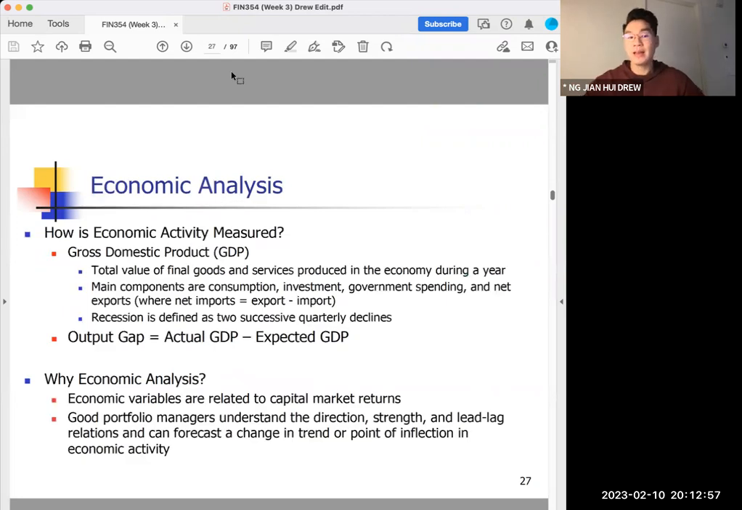All right, so again, there is this measure of economic activities. We measure with GDP, whereas the actual GDP minus expected GDP will give you the output gap in the market. I won't really go through this, you can just read about it. What's GDP? Basically a recession is 2 successive quarters of decline, right? That's a recession. So you can just have a look at this.